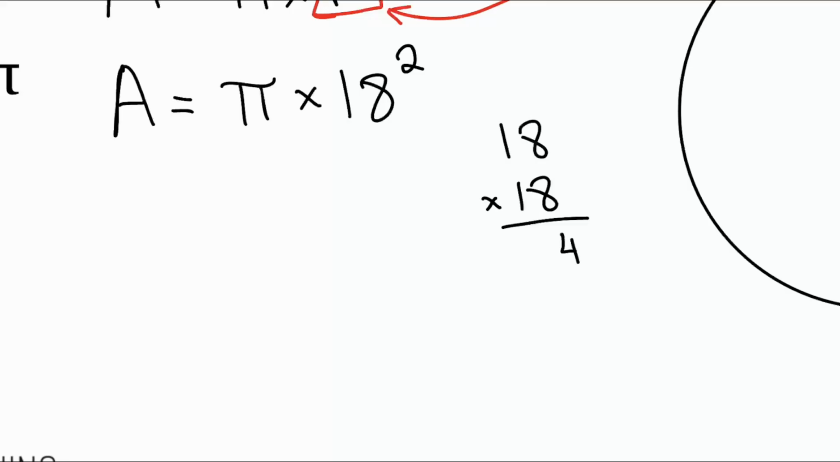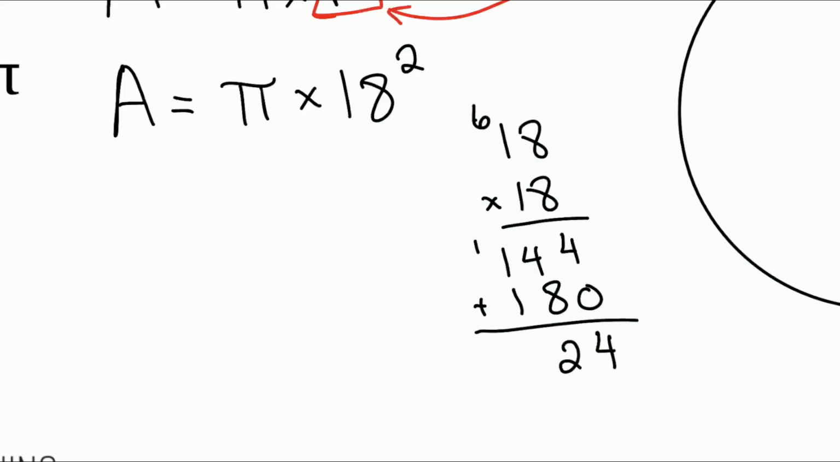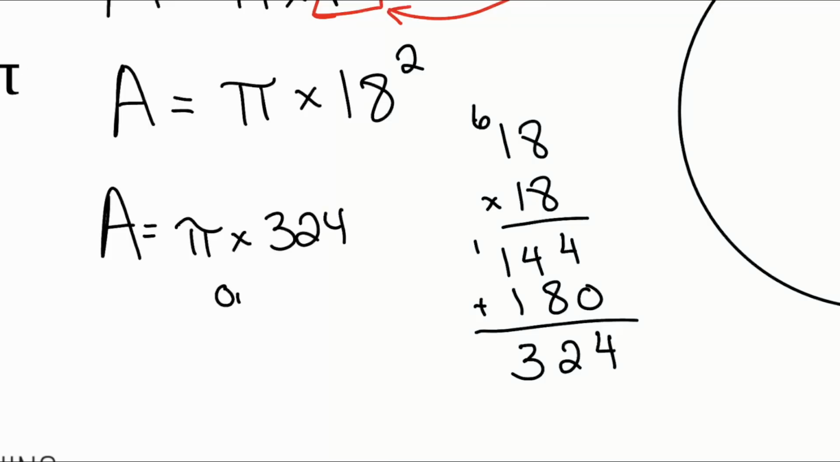8 times 8, that's 64, carry the 6. 1 times 8 is 8, carry the 6 is 14. Then we'll move to the next line so we can process that 1. So up next, we're going to have 1 times 8, 1 times 1. Add this together, and we're going to have 4, 12, carry the 1, and then 3. No decimals, so no other work to be done. And so there it is. Our area is pi multiplied by 324, or 324 pi.